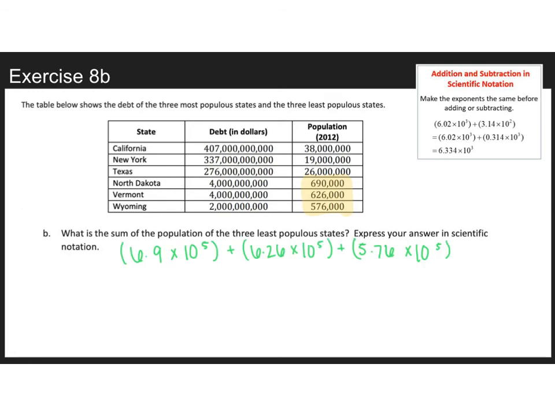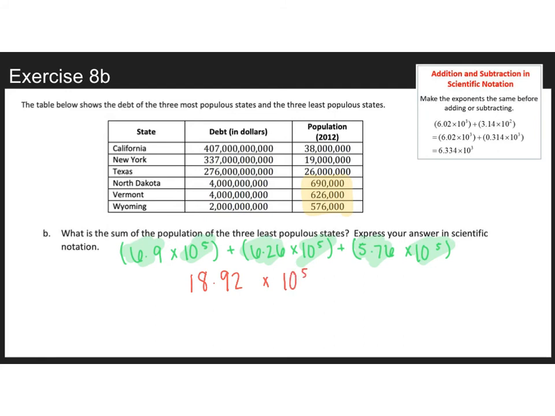These are the numbers I've written in scientific notation. I check they all have the same exponent, so I can just go ahead and add these numbers up together. What I get is 18.92 times 10 to the 5th.